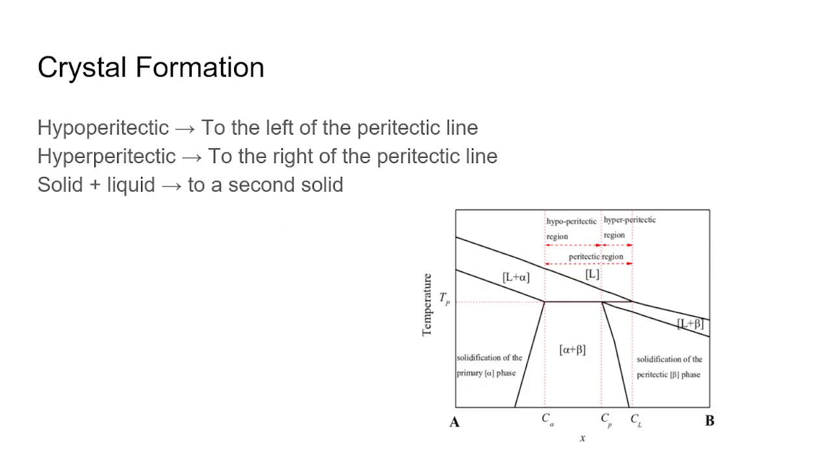Hypoperitectic and hyperperitectic are similar to peritectic, where a liquid and solid phase create a second solid phase, with the only difference being the composition.